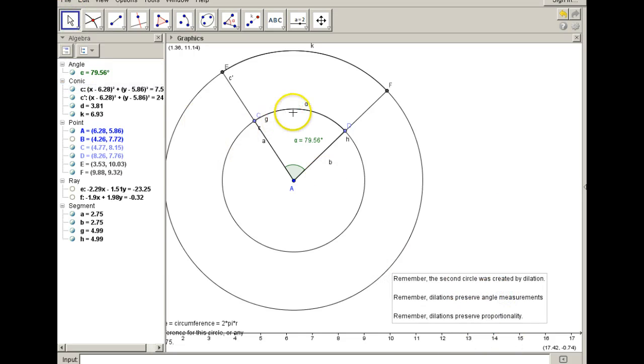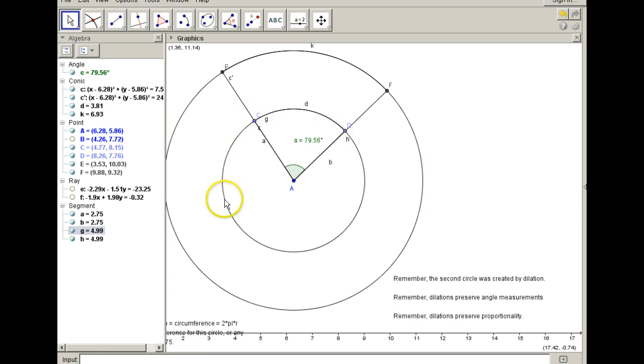So the proportions, the ratios of arc CD to AC, are going to be preserved from EF to AE. In other words, this ratio, measure of EF over measure of EA, is going to be an equivalent ratio as measure of arc CD to segment CA. Those ratios are equivalent ratios. Okay, and now we'll think about this a little bit more.